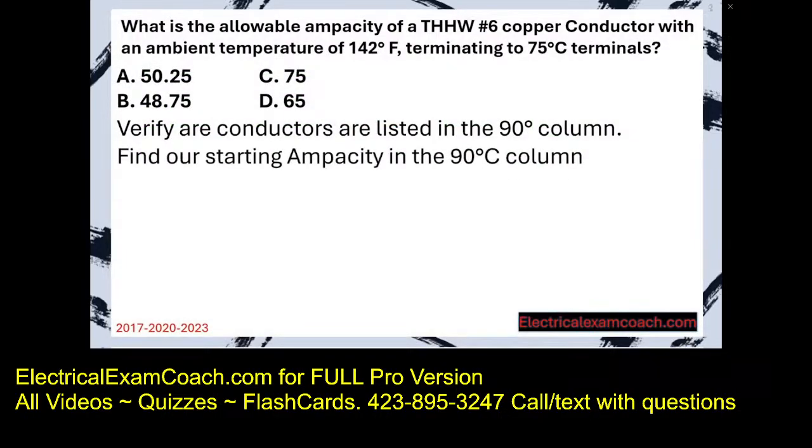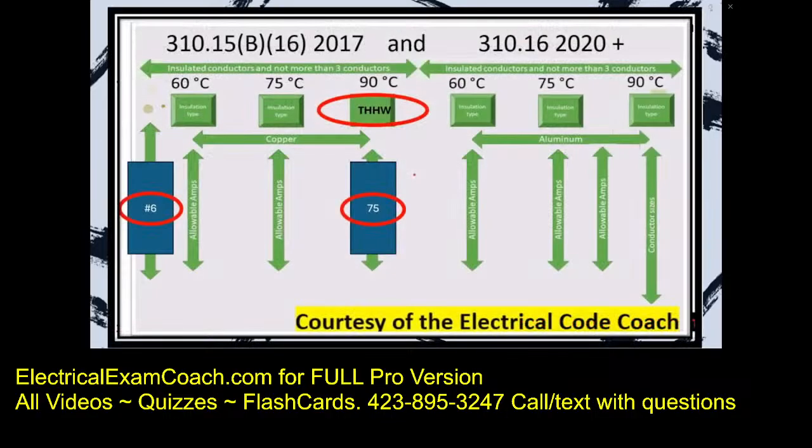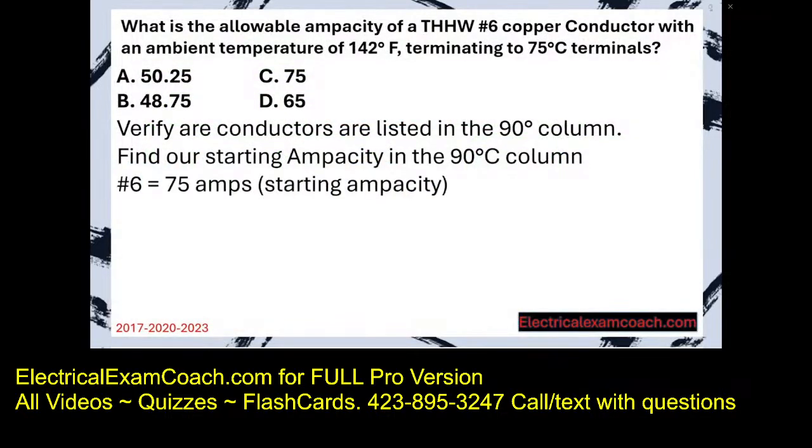Now we're going to find our starting ampacity in the 90 degree C column. We head back to that table. We're going to start over here and find our number 6. Then we're going to cross over and find its ampacity in the 90 degree C. And in this case, it's 75. We're going to take our number 6 at 75. Now we're going to check for demand factors.